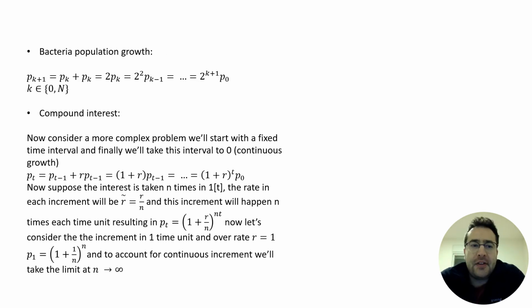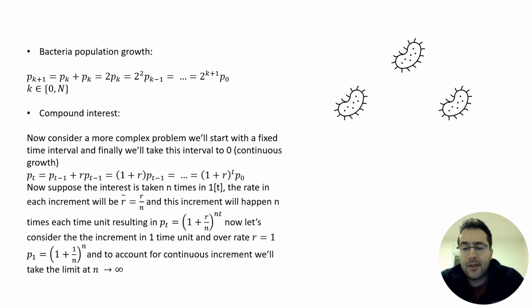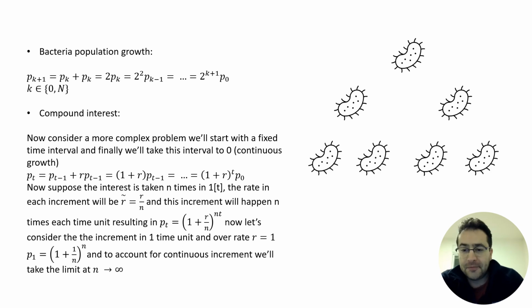Let's consider the bacteria population growth problem. Assume at time 0 we have one bacteria. After 1 second, this bacteria splits into 2 bacteria. After another second, each of these bacteria splits into 2 bacteria. So we get 4 bacteria and so forth. We get a sequence where each term is twice as large as its predecessor, and a generalized expression for the term in the sequence is written here.